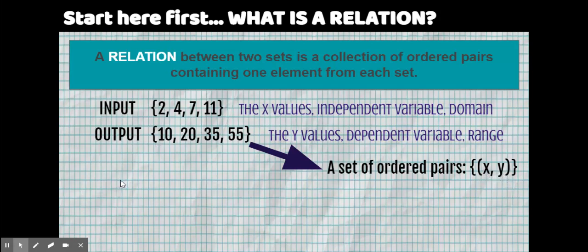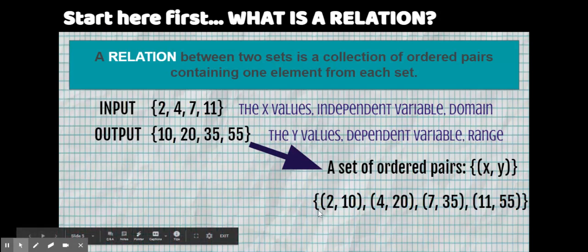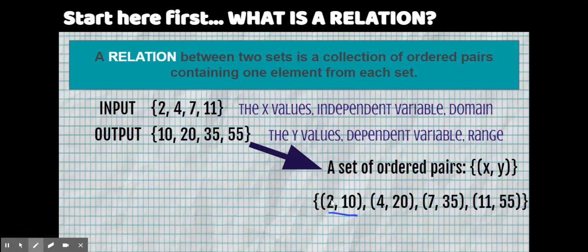So when we build the set of ordered pairs from this list of input and output, I get something that looks like this. It's in set notation. You can clearly see that I have the first ordered pair. 2 went into the machine and out came a 10. 4 went into the machine, 20 came out. So these are the sets of ordered pairs. And because it's a set, we keep it in set notation. See these little braces, that's what makes it set notation.